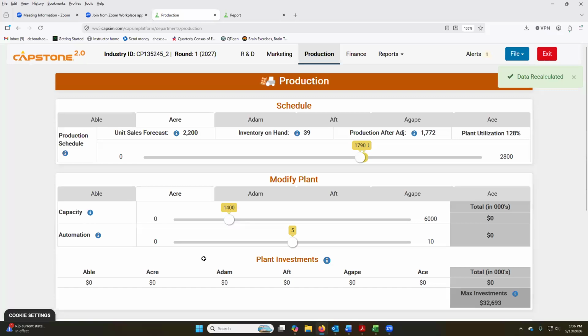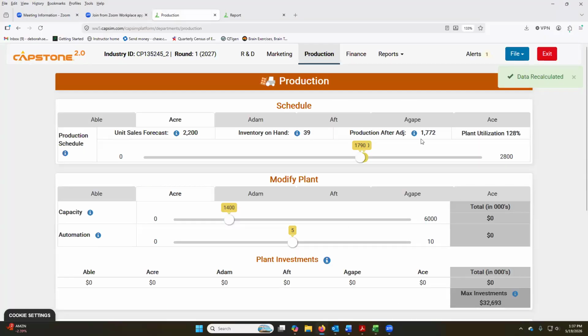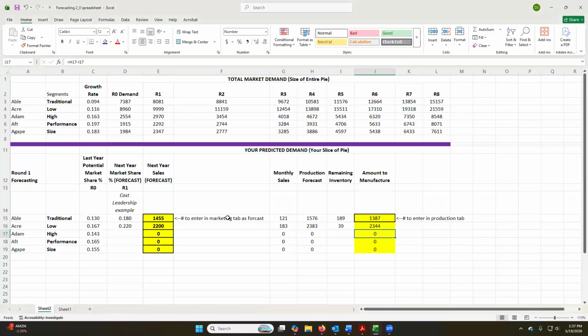I only have 39 in inventory, so let's take that number into account. So this number here was my total sales forecast divided by 12. That's one extra month of cushion. So I take that extra month of cushion and I add it to my forecast. I then subtract that inventory, which gives me 2344 as the number that I need my production after adjustment to be. So this number needs to be bigger than 2344. Okay, 237. Okay, so now my production after adjustment number is bigger than 2344, so we're doing well.